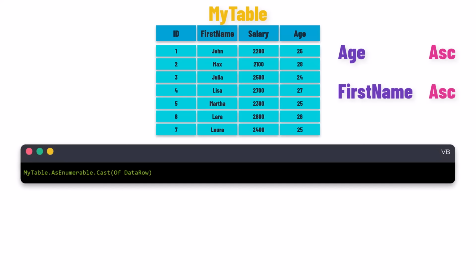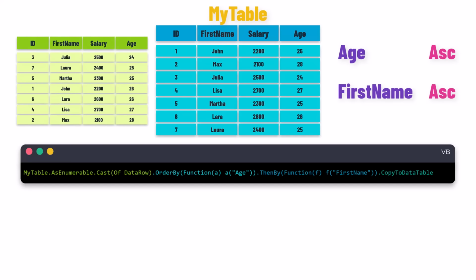First, I specify the sorting sequence in this way, which is the rows of the table. Then, I apply the orderBy function on the age column to sort the table in ascending order. Next, I use the ThenBy function on the first name column to further sort the table in ascending order. To convert the output into a data table format, I utilize the copy-to-data-table function. The resulting table reflects the sorting performed on the age and first name columns in ascending order.